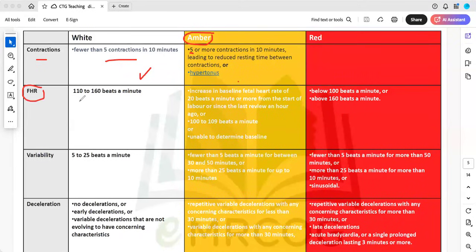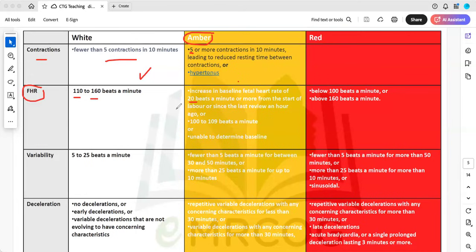Fetal heart rate is normally between 110 to 160. When to worry about the fetal heart rate as non-reassuring? If there is an increase in the baseline fetal heart rate of 20 beats per minute or more from the start of labor or since the last review an hour ago. Why is this non-reassuring?